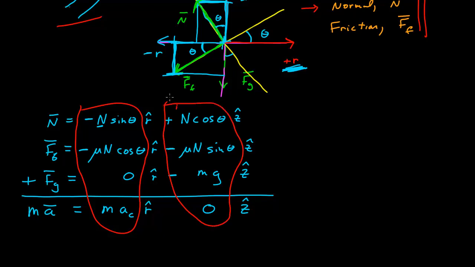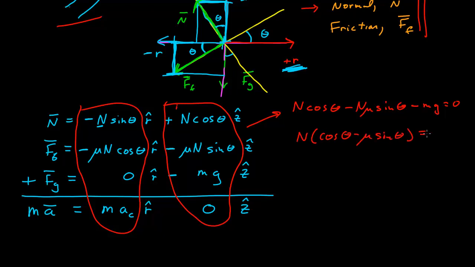And so that gives me, looking at this one first, n cosine theta minus n mu sine theta minus mg is equal to 0, since there is no vertical acceleration. So if I pull out a factor of n here, I get n times (cos theta minus mu sine theta) is equal to mg.